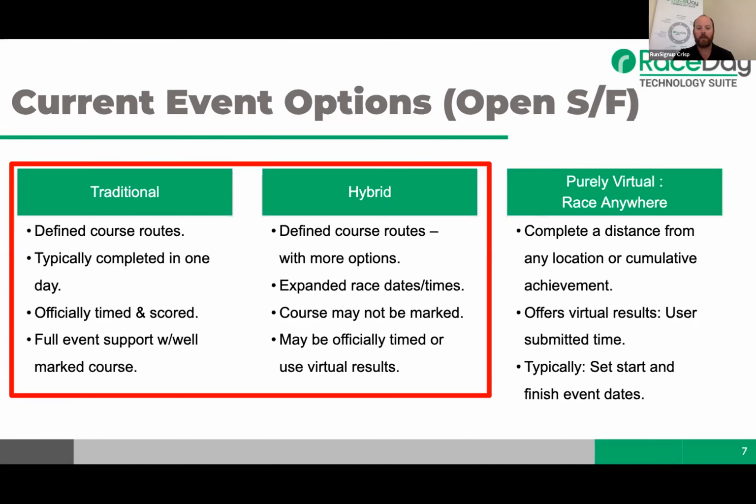Your hybrid event, on the other hand, you still have defined course routes, but your start finish times are large, and it could be days or weeks. And so the courses might not be marked, and you're likely providing official time or official times, or you might just be doing virtual result submissions. So we're going to focus mainly on hybrid, because that's where those gap factors really come into play.